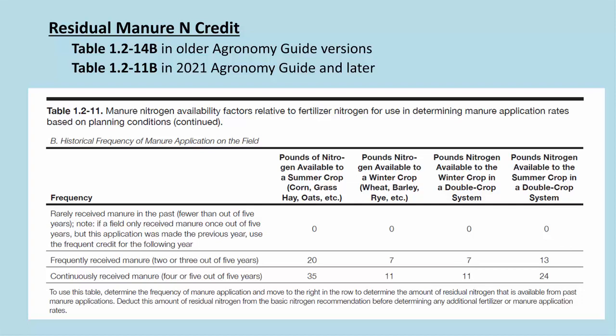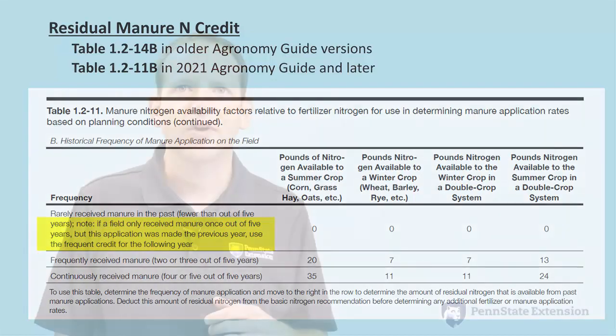This table lists 3 categories of manure application frequency in the past. Rarely, which is less than 2 out of the last 5 years received manure. Frequently, which is 2 to 3 out of the last 5 years received manure. And continuously, which is 4 to 5 out of the last 5 years received manure. Note that if a field only received manure once out of the last 5 years, but that year happened to be the previous year, the residual credit from that manure addition will actually be greater, and the frequently category should be used to determine the nitrogen credit.